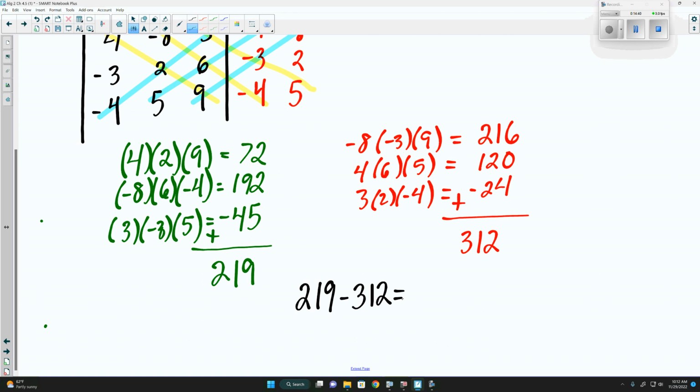319 minus 312, because 93. And it would be negative. Negative 93. Questions on this here?